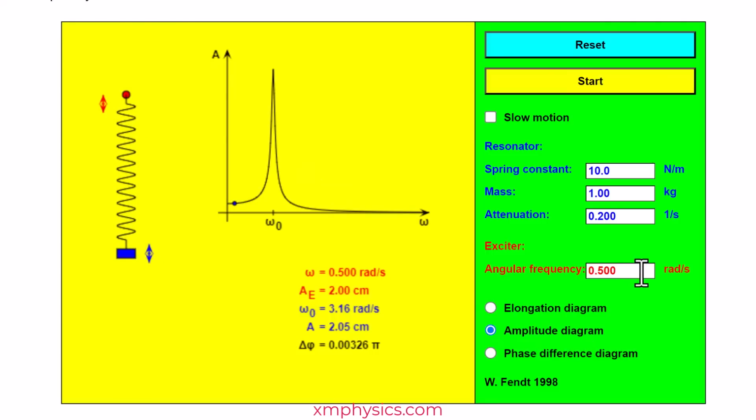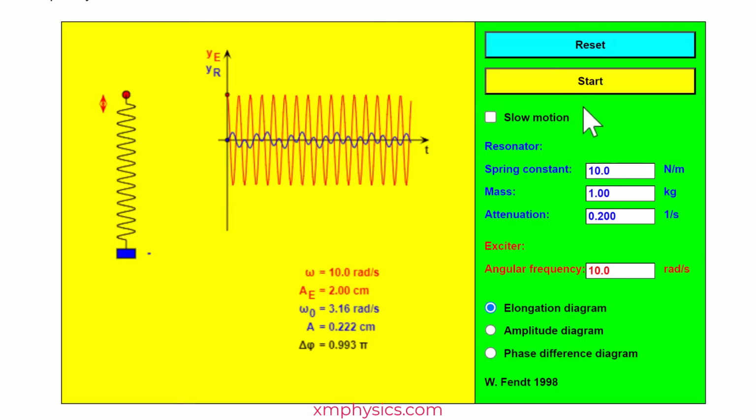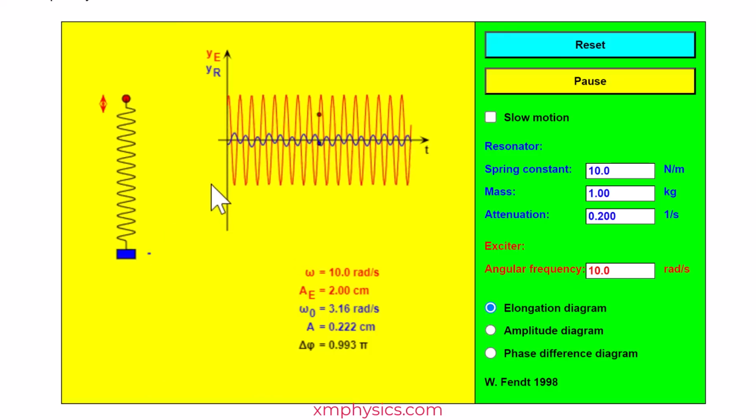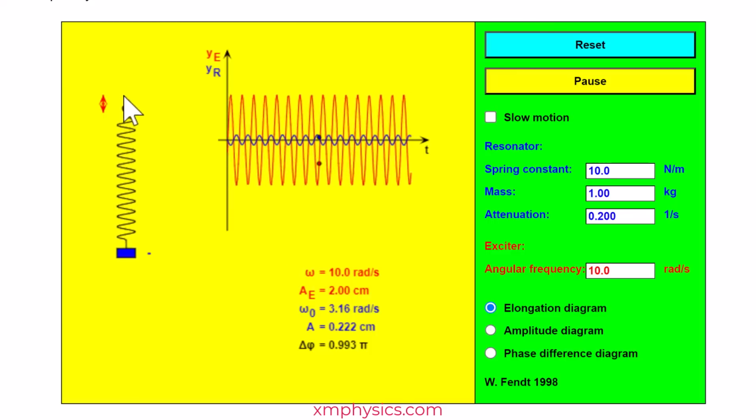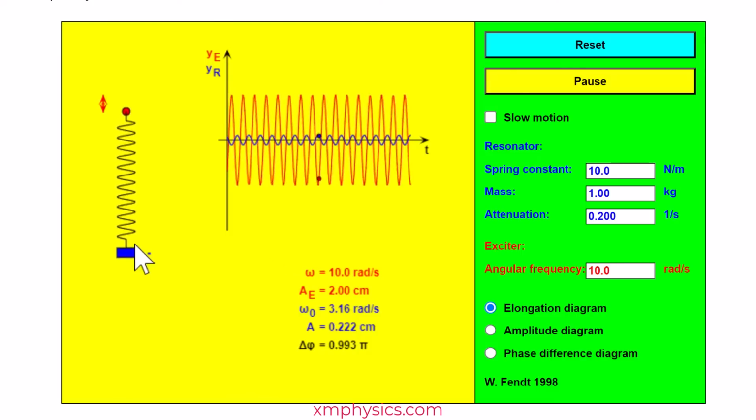Okay, now let's try a frequency that's too high. Let's set the driving frequency to 10 and start the animation. This outcome again can be understood quite easily. The driver is oscillating so fast that this guy cannot keep up at all. The driver is pushing down, pulling up, pushing down, pulling up at such a high frequency that before I can react to the push, it has become a pull. Before I can react to the pull, it has become a push already. So the end result is I basically stay put there.